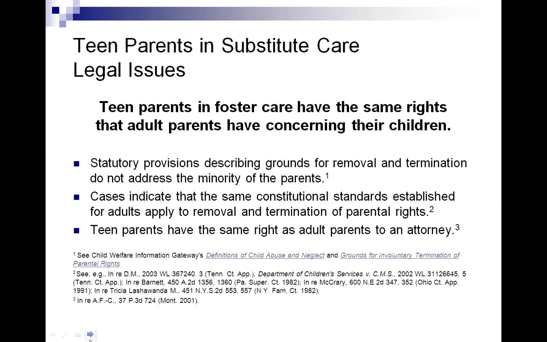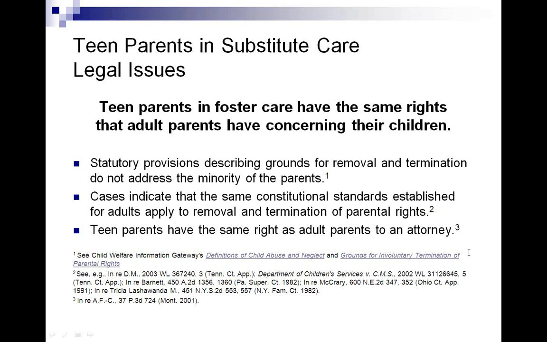To start, teen parents in foster care have the same basic rights that adults have concerning their children. The statutory provisions that describe the grounds for removal and termination don't address the age of parents. That seems like, to me, probably stating the obvious, but there are some areas where minors' rights are curtailed, for example, in contracts.